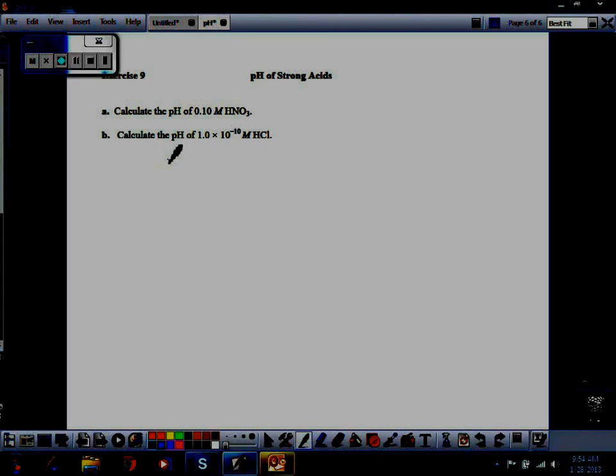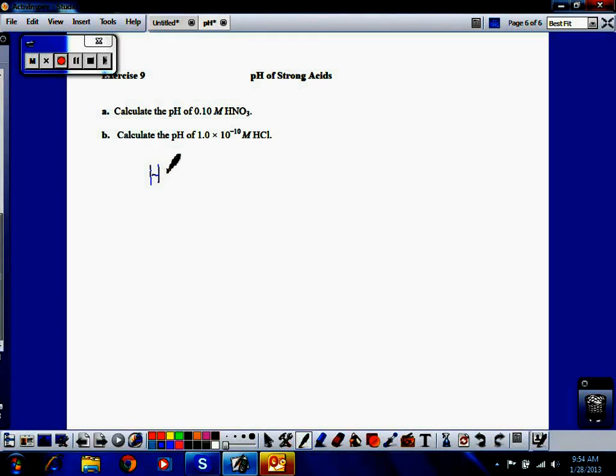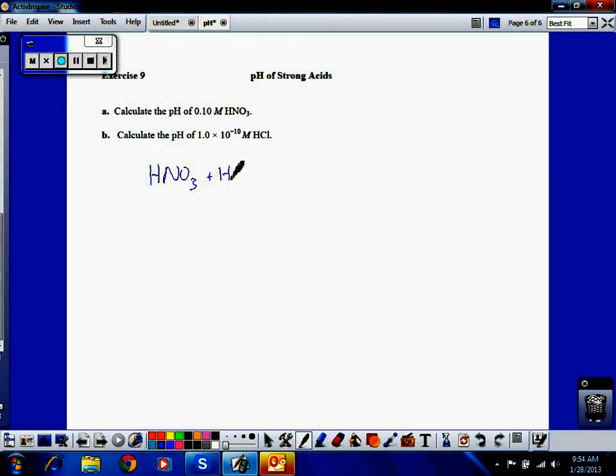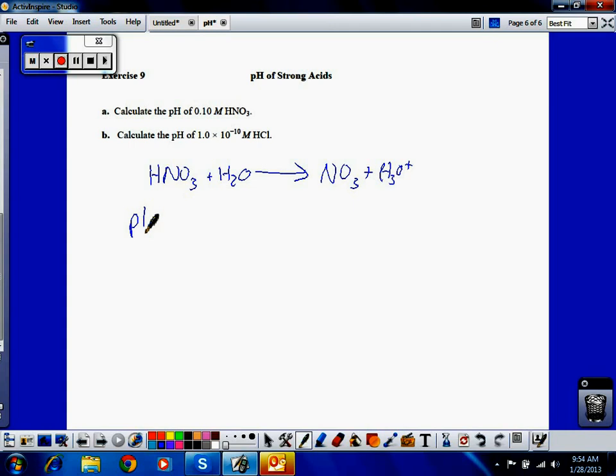Okay, so now the last thing we're going to look at is the pH of strong acids, because next time we'll look at the pH of weak acids in much more detail. So the pH of a 0.1 molar nitric acid solution, I know that it's a strong acid. So when it goes into water, it's a left to right reaction. I'm going to get nitrate plus H3O plus, pretty much 100%. So the pH is going to be equal to negative log of 0.1. So that means it's going to be 1.00.